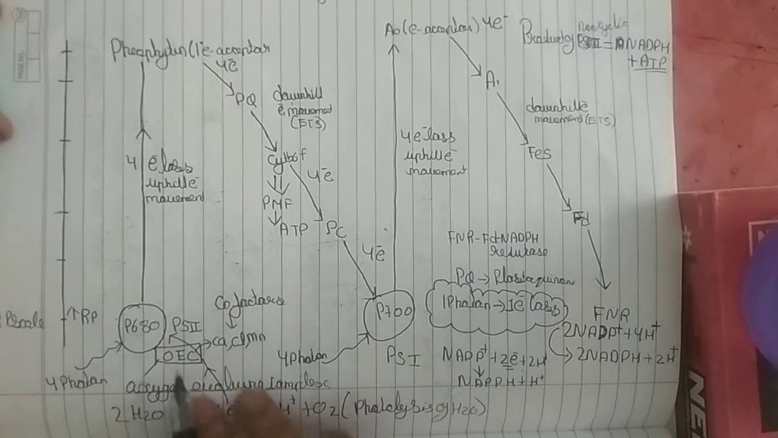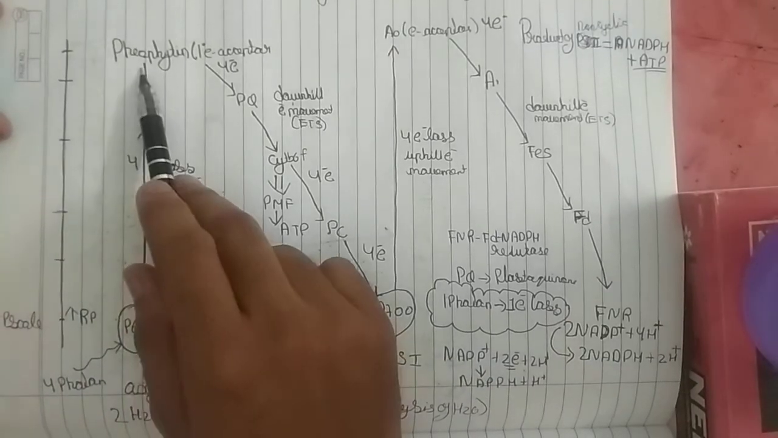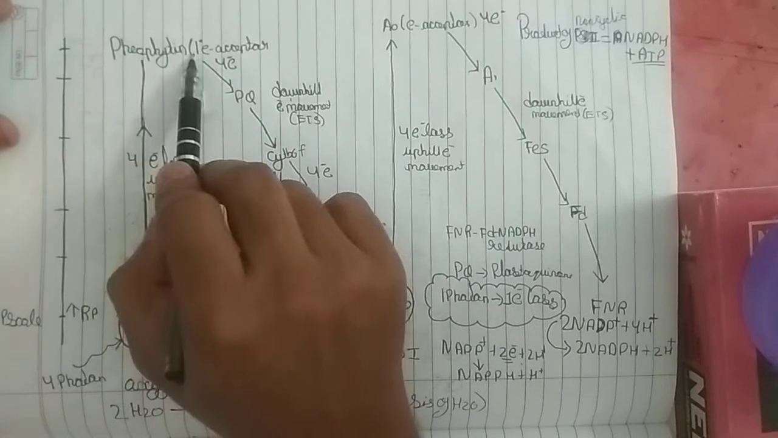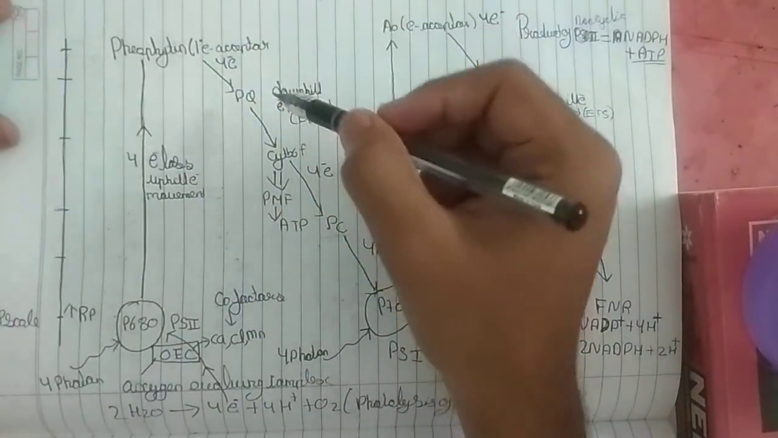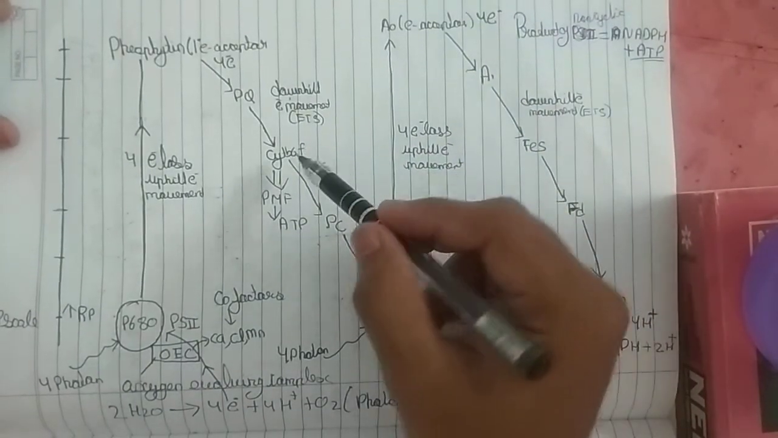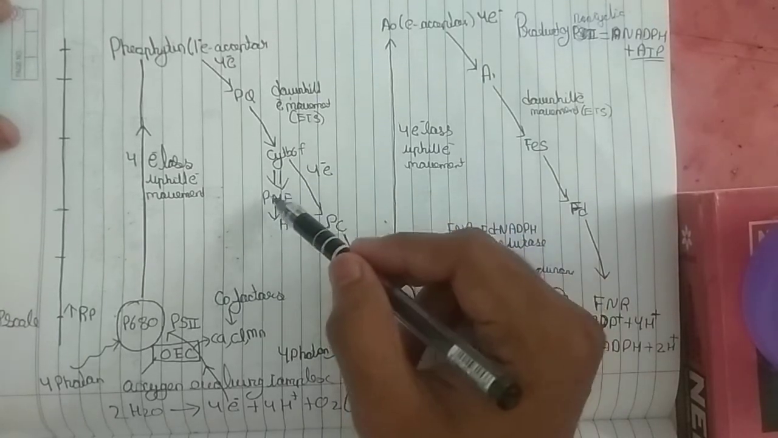So please pay attention. First, 4 photons are incident on the reaction center, and that's why 4 electrons are moved to the primary electron acceptor in photosystem 2. It is pheophytin. Remember, pheophytin. Now these 4 electrons are passed to plastoquinone and then to cytochrome b6f. We learned in the cyclic process that at cytochrome b6f a proton motive force is developed and ATP is formed.